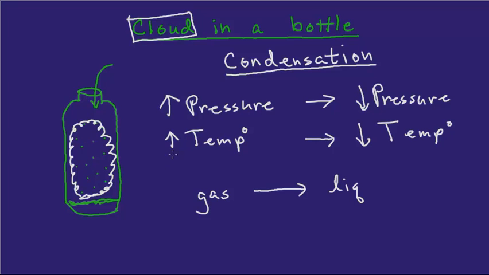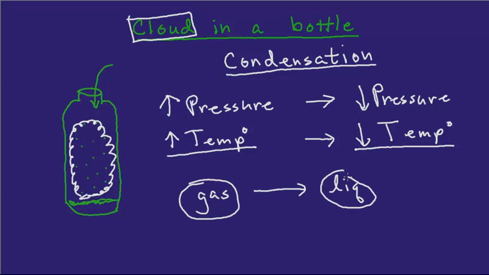So the high temperature was associated with the gas, and the high pressure also was associated with the gas. And then when it changed suddenly and quickly, and I took the valve off and I let the air out, it quickly dropped pressure and dropped temperature, and we went quickly from a gas to a liquid, and that was the formation of our cloud.